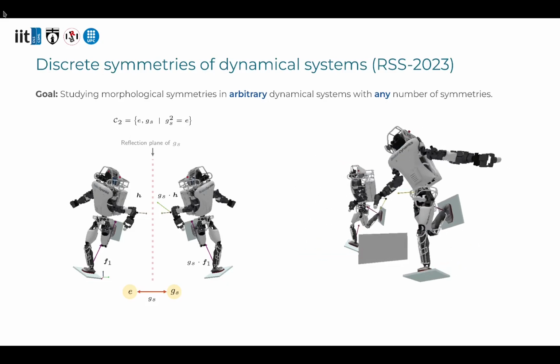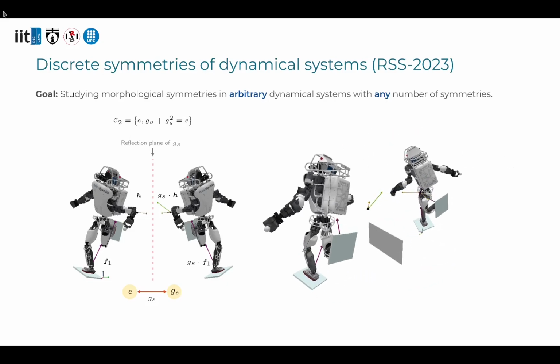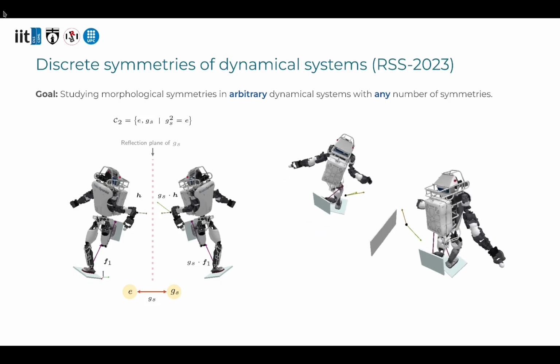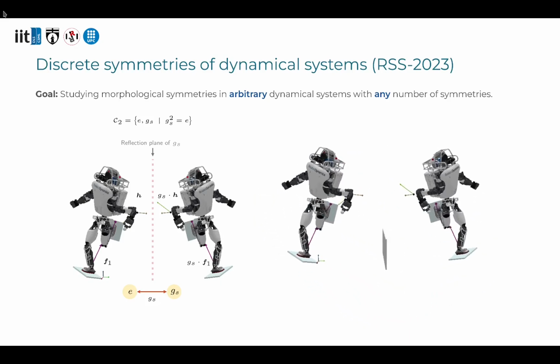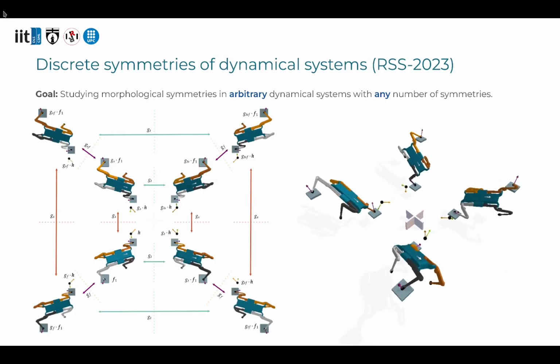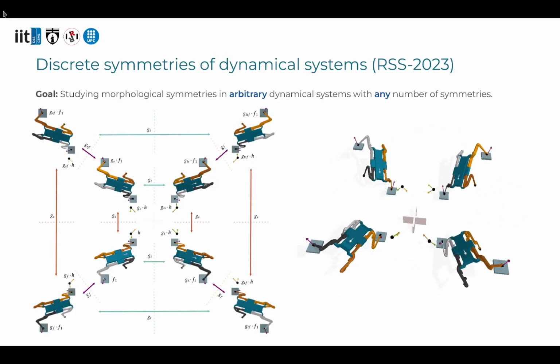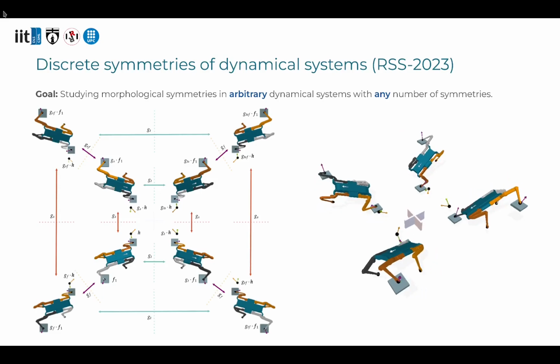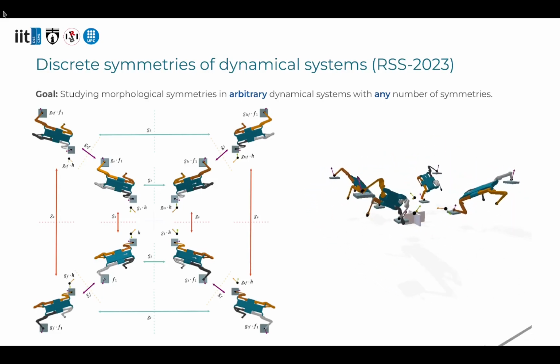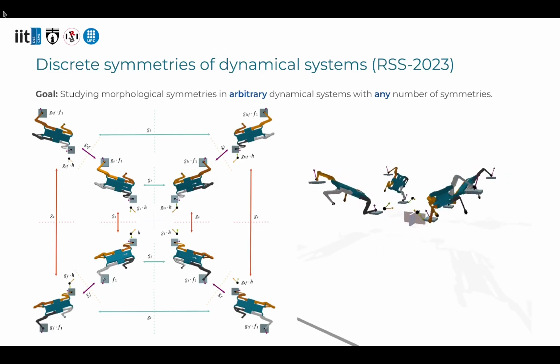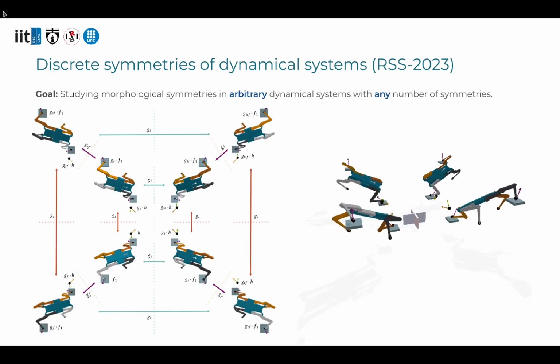So, the goal of our work is to provide the theoretical abstractions required to generalize the concept of a morphological symmetry beyond the trivial reflection symmetry. Among the various symmetric systems we study with our proposed formalism, the quadruped robot solo stands out with its eightfold symmetry.